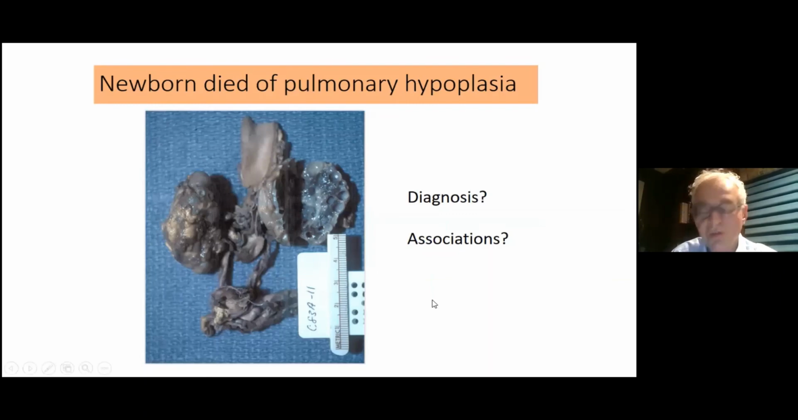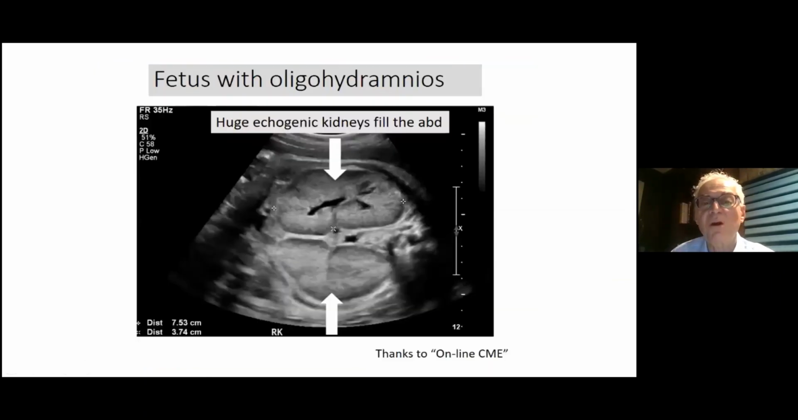Okay, just to be quick, because I know it's late, I want to show you a couple more. What is this fetus with oligohydramnios? I gave you a big hint: huge echogenic kidneys that fill the abdomen. This is autosomal recessive polycystic kidney disease. These are big, huge, spongy kidneys that fill the abdomen. You don't actually see cysts in these cases.